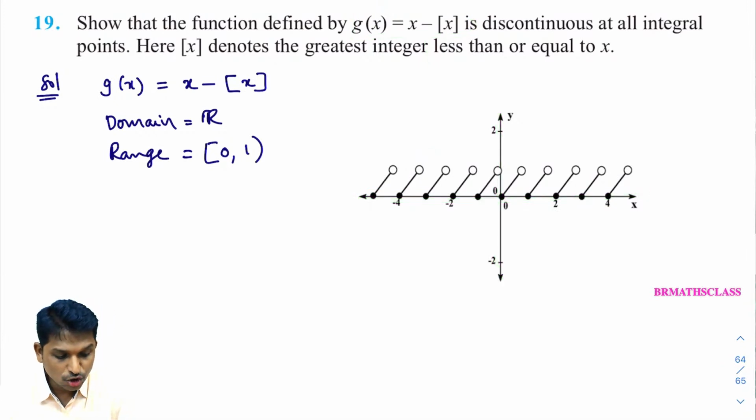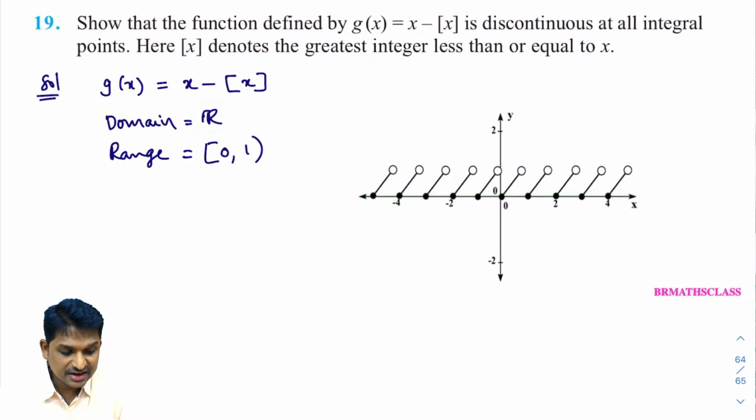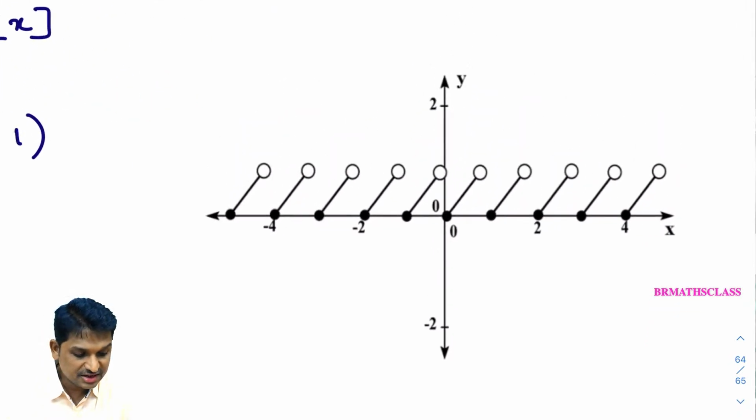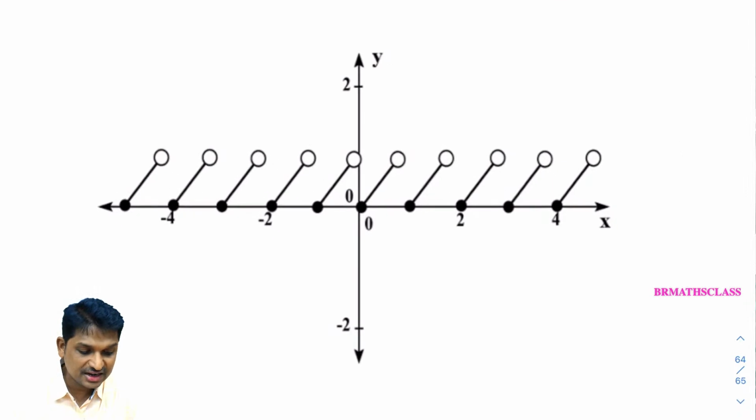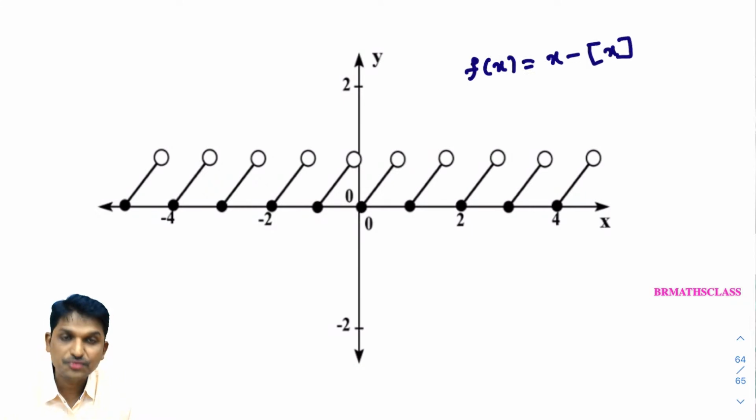What is the domain of this fractional part function? Domain of this fractional part function is all real numbers. You can observe that this function is defined at all real numbers. And what is the range of this fractional part function? This is closed 0, open 1. 0 is included, 1 is not included. So you observe its graph. This is the graph of fractional part function. I'll write here f of x equal to x minus step x.